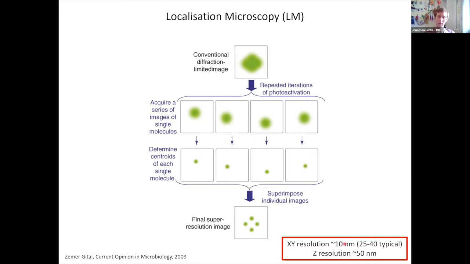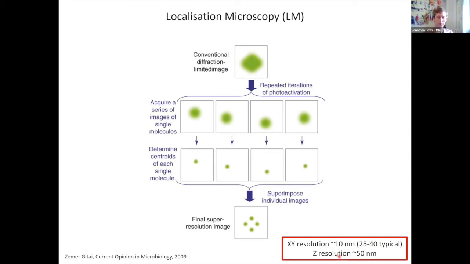And the achievable resolution here is, you could get a localization precision in the 10 nanometer range. Typically your image resolution will be in the 25 to 40 nanometer range. The Z resolution can also be improved, and I'll show you one technique which we have used in the lab to improve the Z resolution.